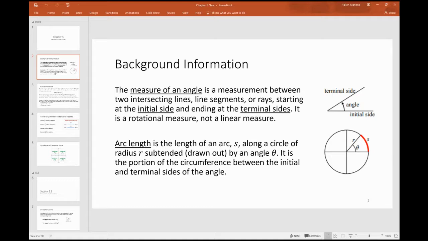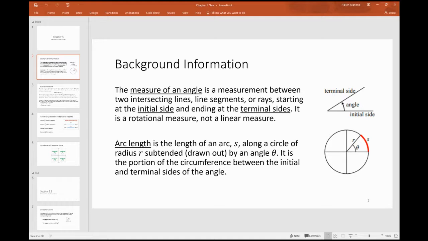The measure of an angle. We have an angle drawn right here. The measure of that angle is the measurement between the two intersecting lines or line segments, or maybe we can think of them as rays. We start at the initial side, which is the horizontal. It ends at the terminal side, that's the other side. It's a rotational measure, not a linear measure.